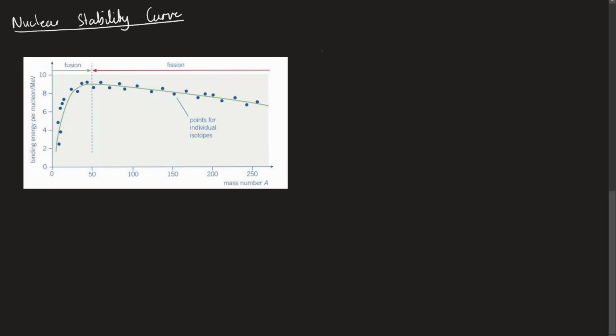Now, if we have the binding energy per nucleon, this means the higher this is, the harder it is to split. Okay, and the harder it is to split, the more stable your isotope or your nucleus is. So this then basically is a measure of the stability of the nucleus. So the larger the binding energy per nucleon, the more stable it is.